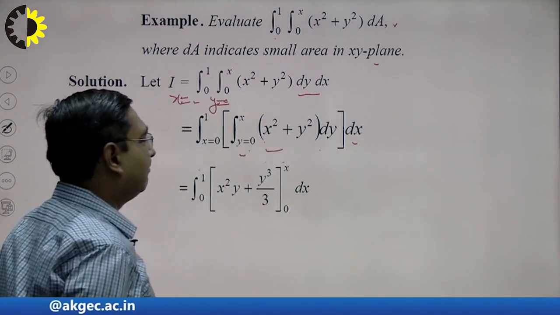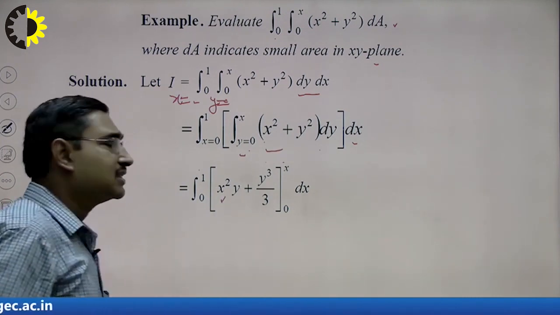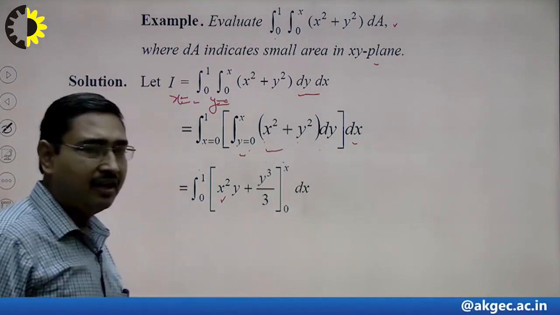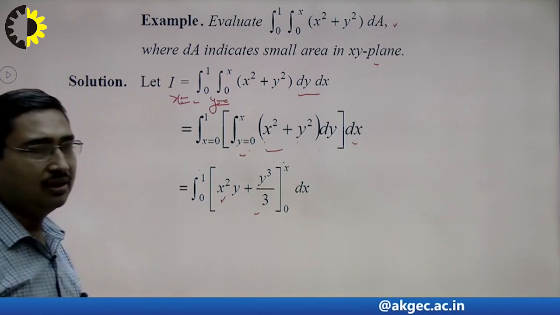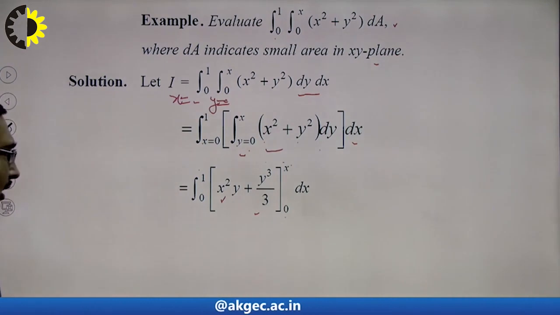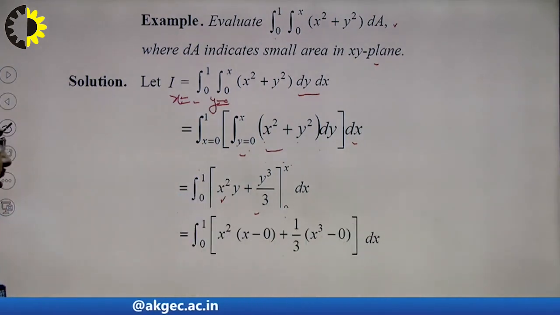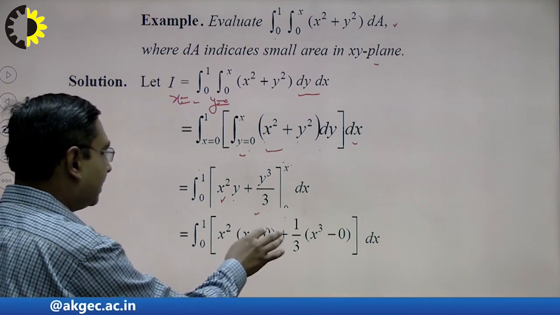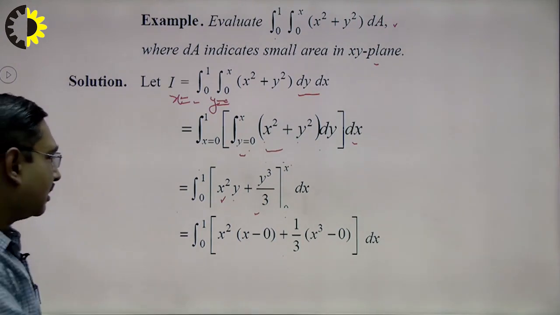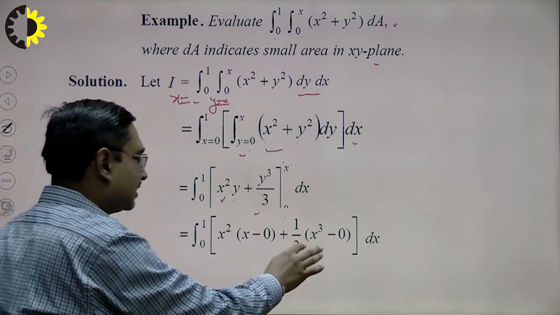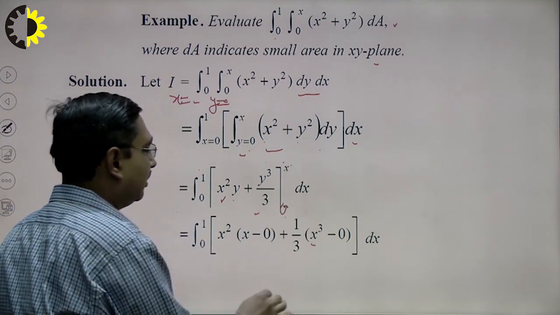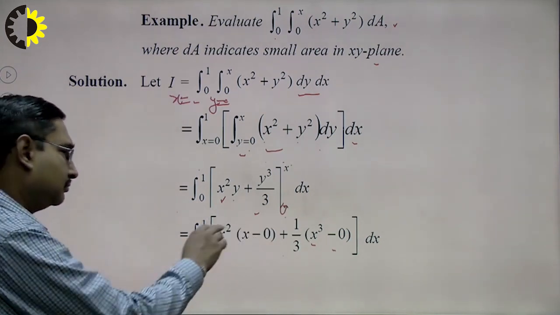This x square, when integrated with respect to y, gives x square y, because x is constant this time. This y square, when integrated, will give y cube upon 3. The limits of y are from 0 to x. Now, I apply these limits. When this y is replaced by limits, it will become x minus 0. This y will be replaced by x, will give x cube. This y will be replaced by 0, will give 0, and I obtain this integral.